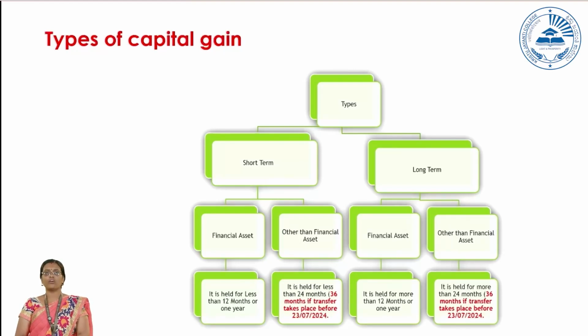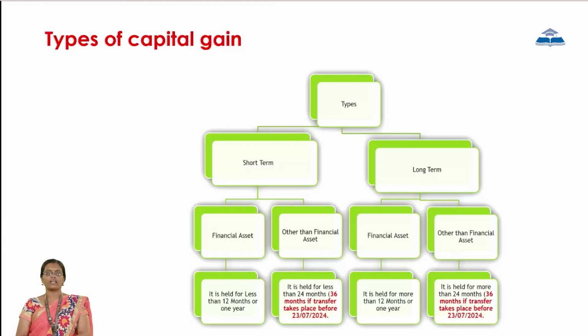In the case of non-financial assets, if you have bought a non-financial asset and kept it with you for a period of less than 24 months with effect from 23/7/2024, then it is considered to be a short-term capital asset, whereas if you buy the asset and hold it for a period of more than 24 months, then you call it a long-term capital asset. With this classification, we get to know whether the asset becomes financial in nature or non-financial in nature.